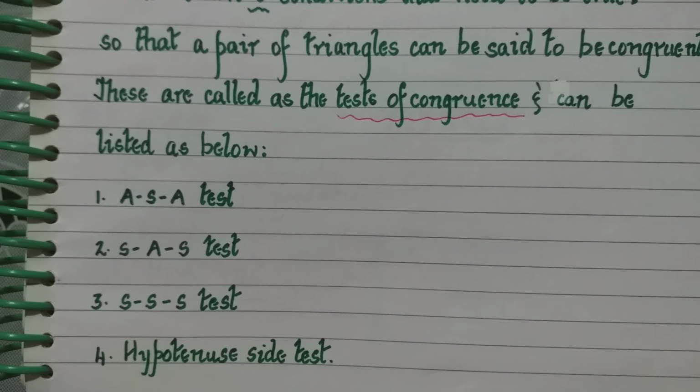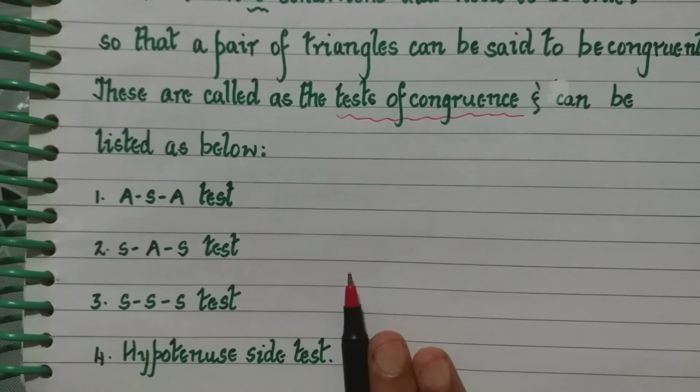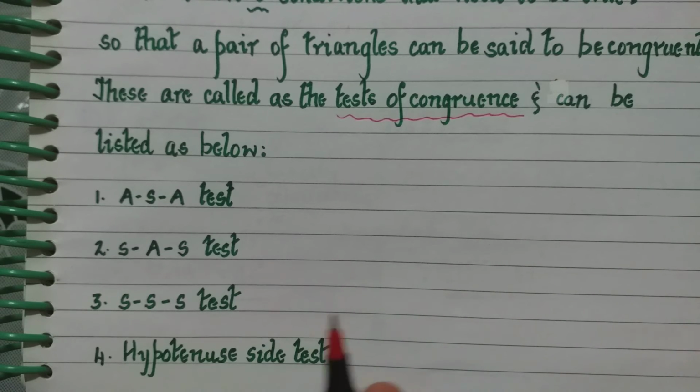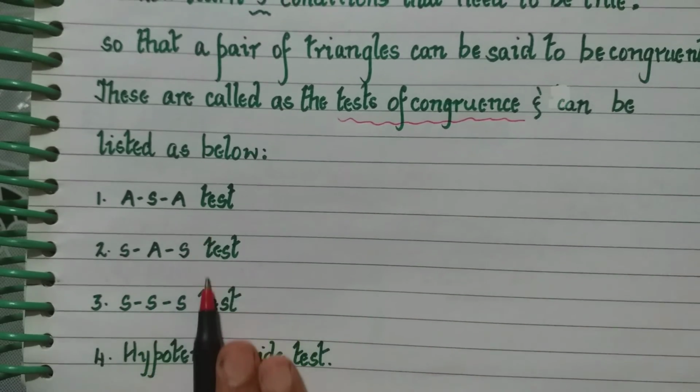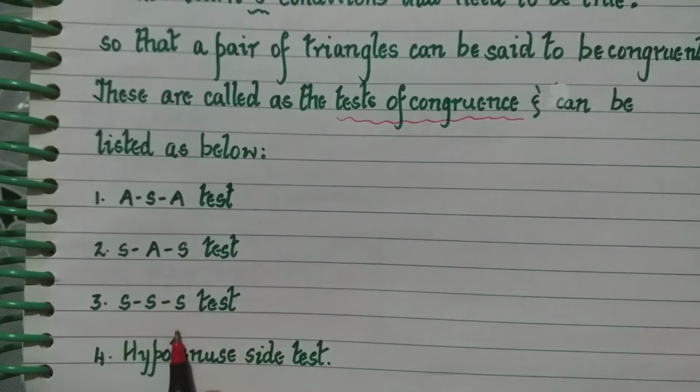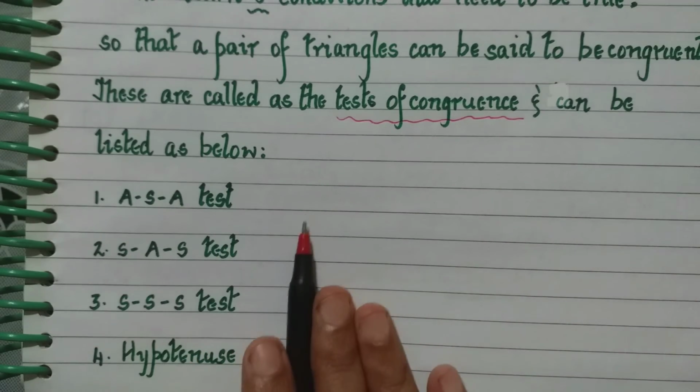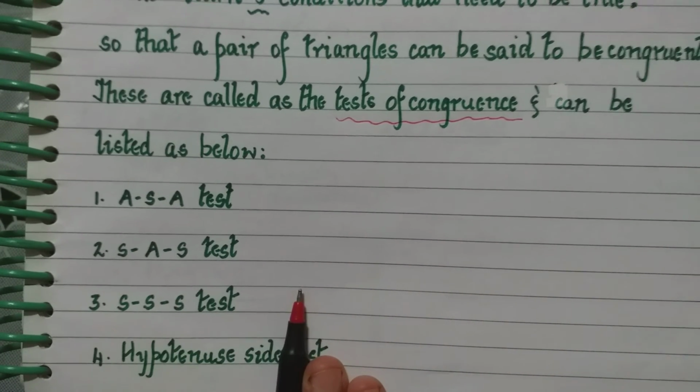So hypotenuse side test means what? We are talking about right angle triangles only. So in right angle triangles only this condition is satisfied. Otherwise we use these 3 tests to prove that the triangles are congruent.